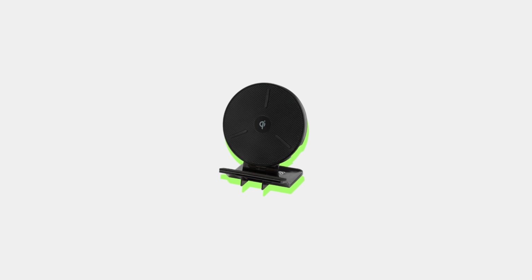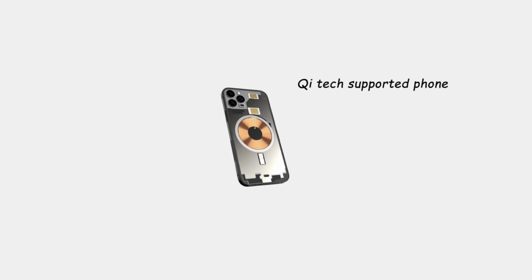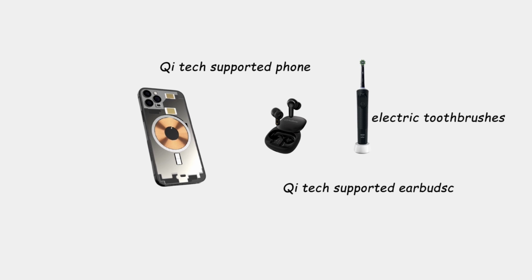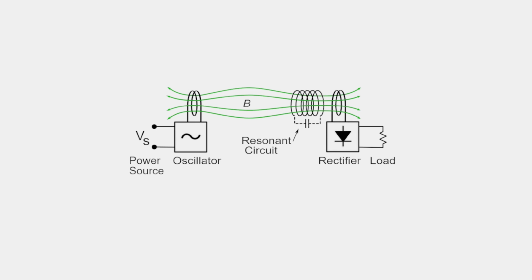This only works over very short distances, usually less than 10 millimeters, which is why your phone has to sit directly on the pad. The most common standard is Qi, pronounced "chee," which is supported by most modern smartphones, wireless earbuds, and even electric toothbrushes. There are also resonant and radio frequency charging technologies that allow for slightly more distance, but they're less common in consumer products.